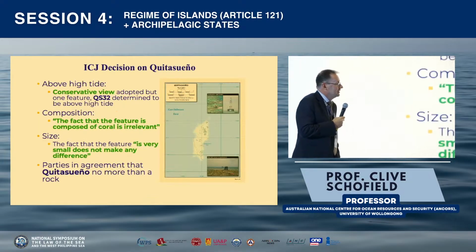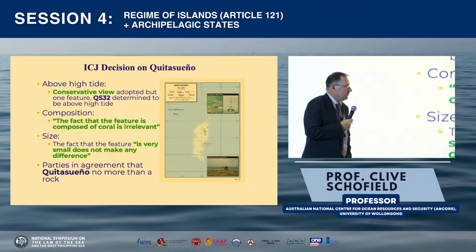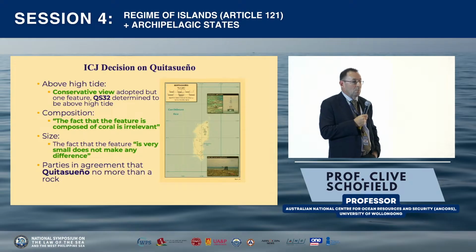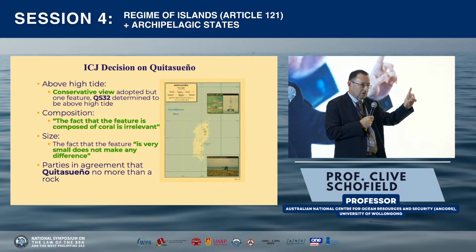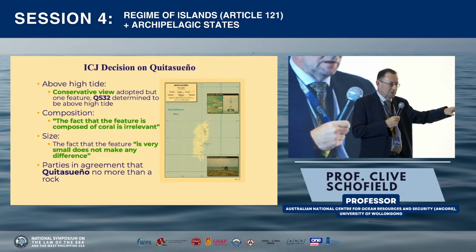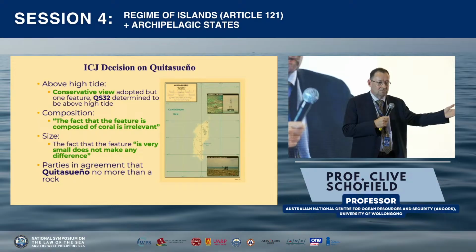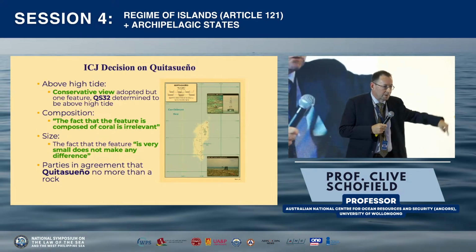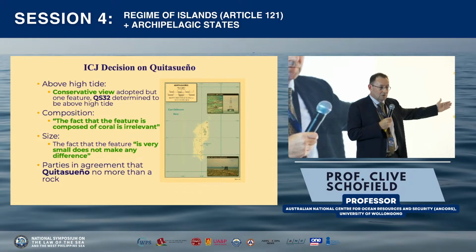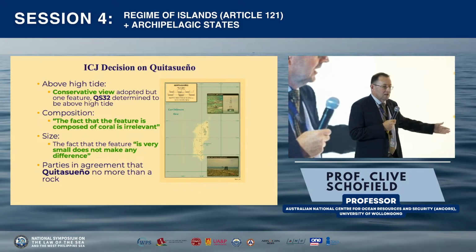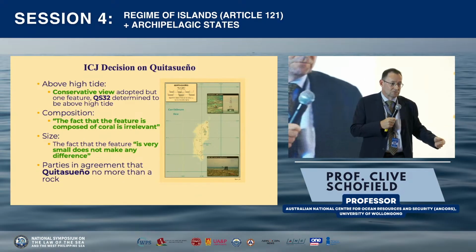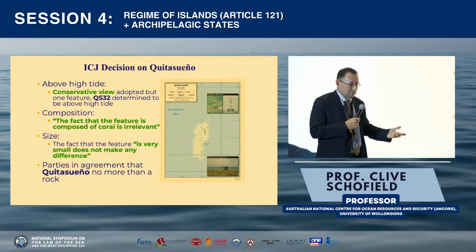The International Court of Justice determined that, okay, it's above high tide. That one feature, one head of coral is above high tide, whichever of the two options for tidal level apply. Therefore, it's land. Therefore, the low water line is all the way around the coral platform. It doesn't matter that it's made of coral, so long as it's naturally formed. The fact that it's small is irrelevant. It doesn't make any difference. So we have some degree of clarity here.